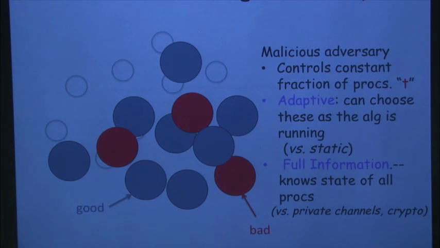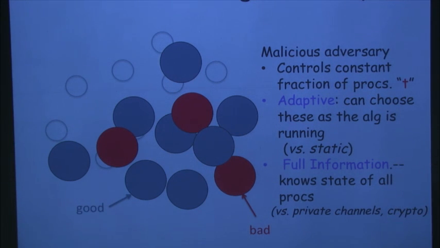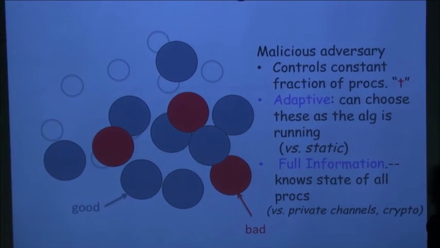Now, what does it mean that there's full information? It means the adversary has full information. But if A is sending a message to B, C doesn't, and C's good, C doesn't know what A sent to B. In private channels, the adversary doesn't see what A is sending to B. Or you could assume some kind of cryptographic limitations on the adversary, so that the messages are encrypted and the adversary doesn't have enough resources to decrypt them. That's another common assumption.